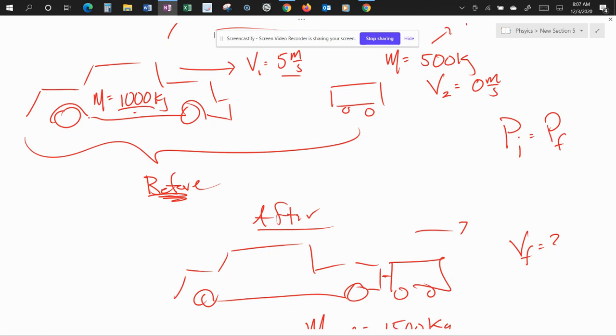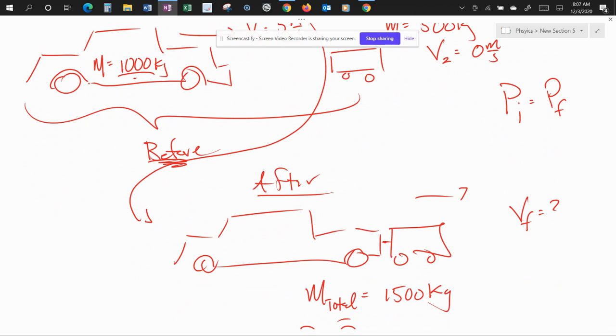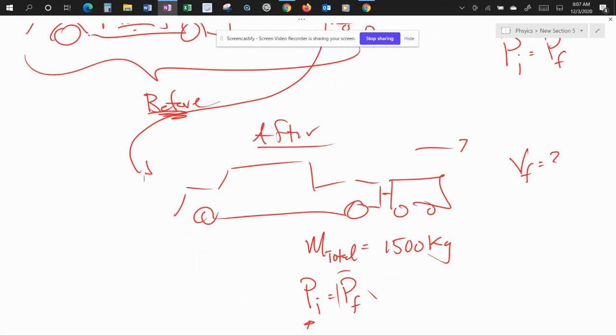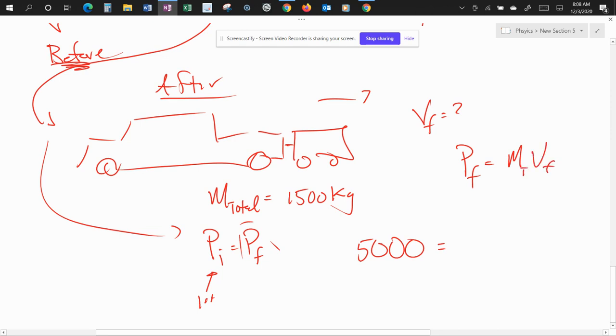Now, we know that if all of the momentum is conserved, then this also becomes the after momentum when they're stuck together. So now you're going to substitute it into this equation: P initial equals P final. My initial momentum is 5,000 equals, and then I know that momentum final is the total mass, with a little t right here, multiplied by the final velocity. So total mass is 1,500, and then VF is your final velocity.